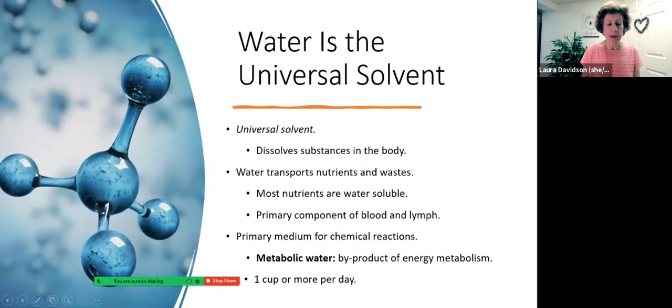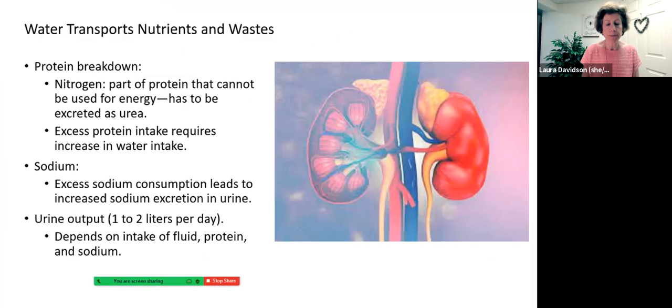It's a universal solvent, so it dissolves substances and therefore transports nutrients and waste around the body. It's the primary component of both blood and lymph. That's important as well. And we do make some metabolic water, about 1 cup or more per day, through chemical reactions. Water transports nutrients and waste, as I mentioned.